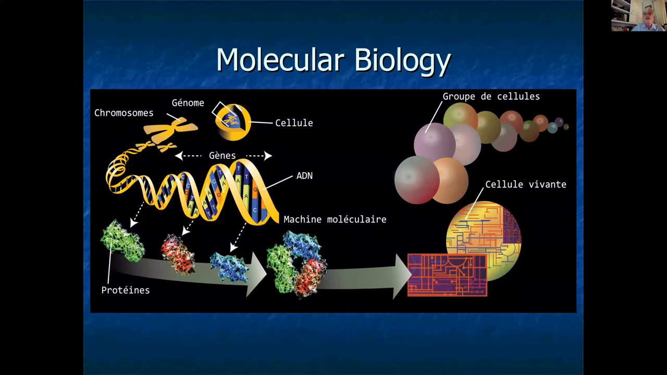A cell. Almost every cell of the human body has a nucleus where all our genome is stored. Our genome is stored in the form of the chromosomes that we have. The chromosomes come in pairs. One of each pair comes from the mother, the other from the father.